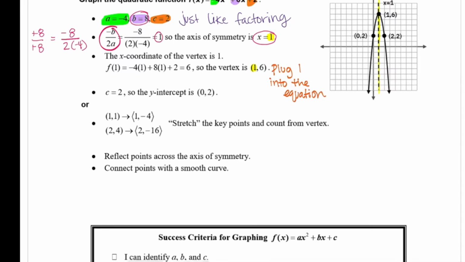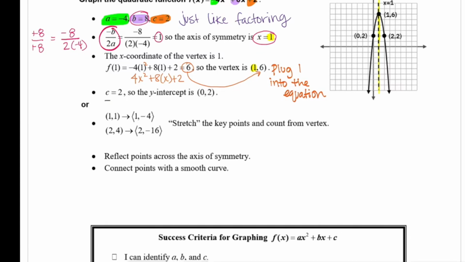So when I plug that in, I have negative 4 times 1 plus 8 times 1, and then plus 2. So negative 4x squared plus 8x plus 2. Now that 1 should be squared on that first one. And when I evaluate this, I can just put it in my calculator. I end up getting a 6 for the y coordinate. We just plugged it into the original equation. And we plot that point on the parabola.